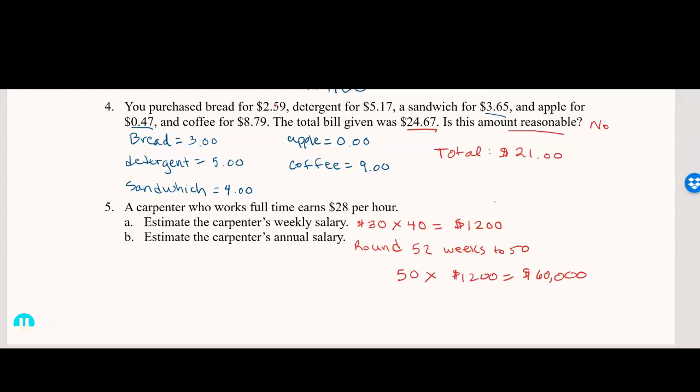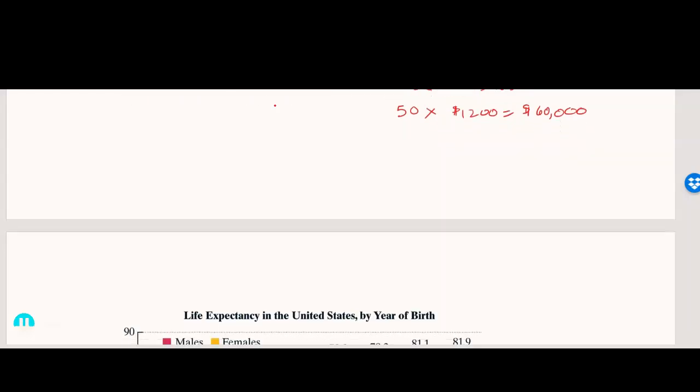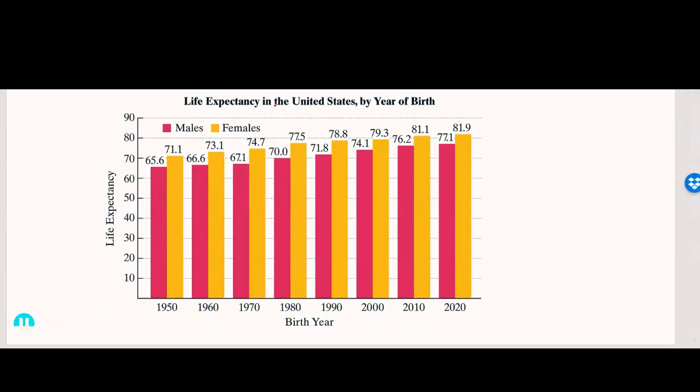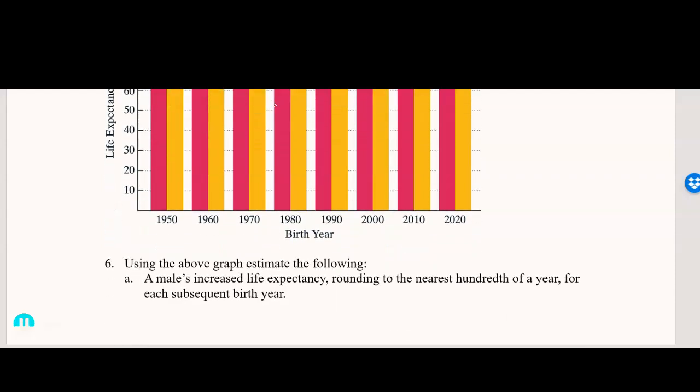All right. Let's move up. And we're going to be looking at this chart. So you're definitely going to want your notes out because I'm going to be scrolling down past. I might go back and forth, but this is a chart showing the life expectancy in the United States by year of birth. It starts from 1950 and goes to 2020. Now, I'm going to show you here on this graph. It says we want to use the graph to estimate the following.